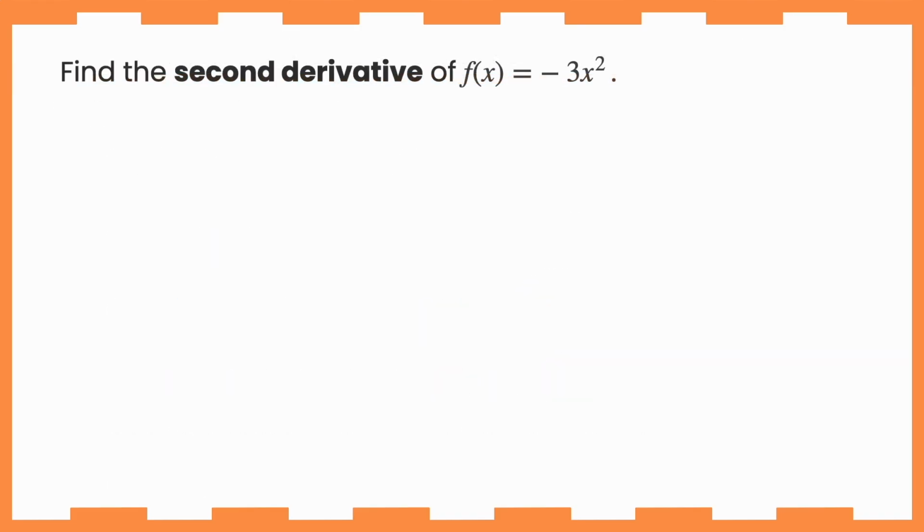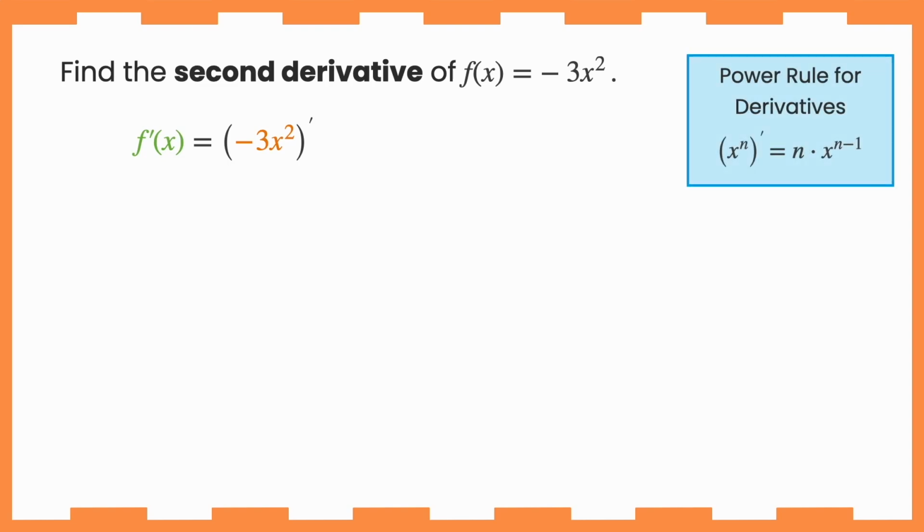What is the second derivative of negative 3x squared? Well, if we want to find the second derivative, we should start by finding the first derivative. This is a polynomial function, so we can apply the power rule, which tells us to multiply the coefficient by the exponent of x, and then decrease the exponent of x by 1. In this case, we'll multiply negative 3 by 2, and then change the exponent to 1. Simplifying, f prime equals negative 6x.